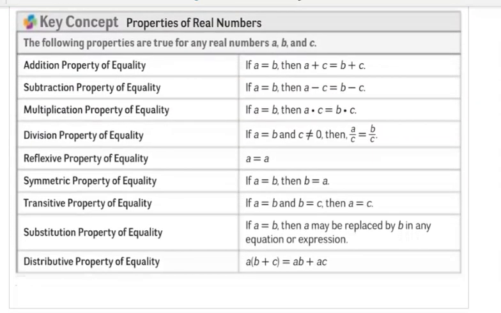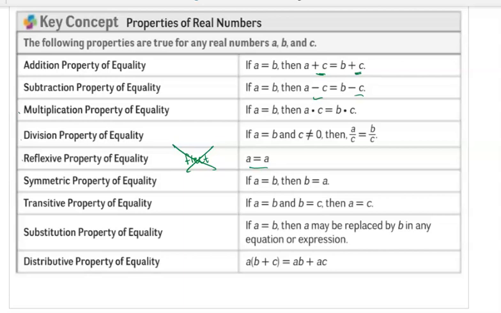Here are some properties you've already talked about in algebra. The addition property of equality says that if you add to one side, you add to the other. Subtraction says if you subtract from one side, subtract from the other. We've got multiplication, division. Reflexive is probably new. Reflexive just means that something equals itself. It's not reflective, so it's not flect. It's reflexive, so it has to do with equaling itself.